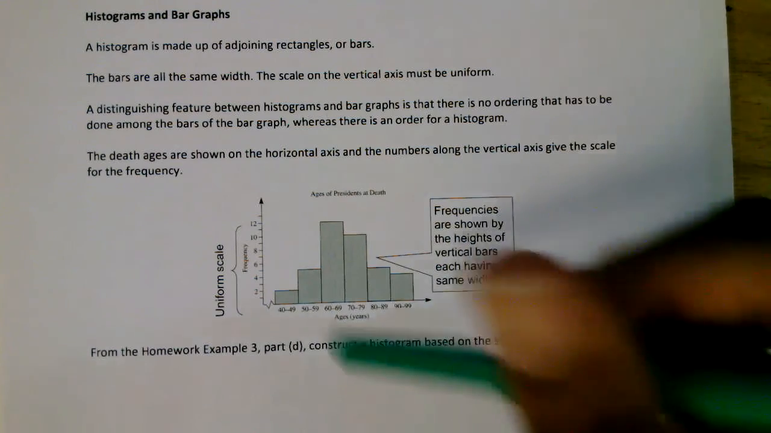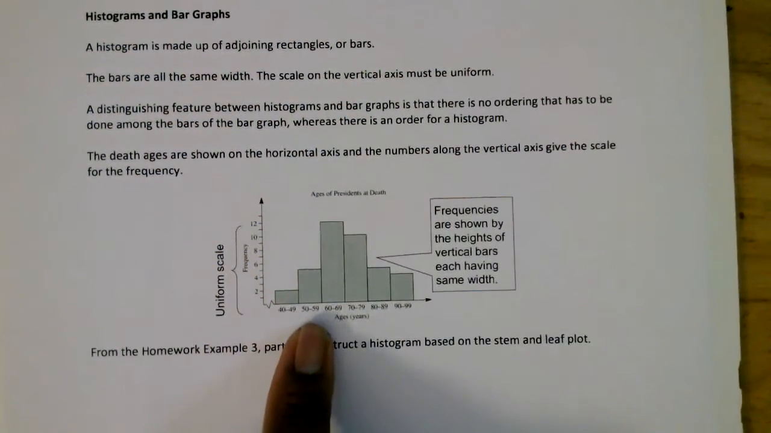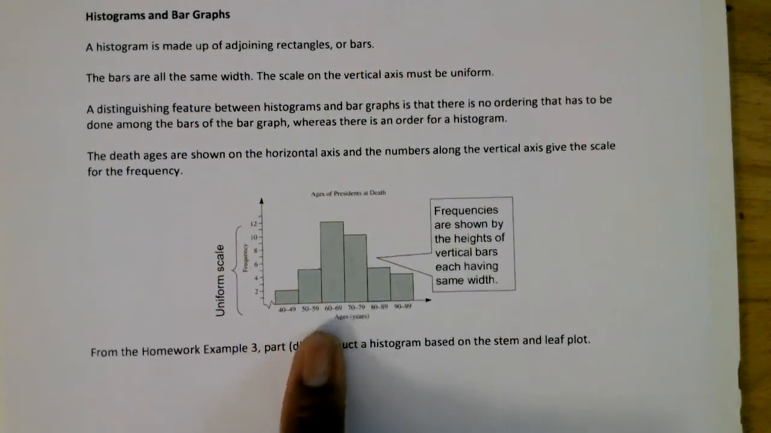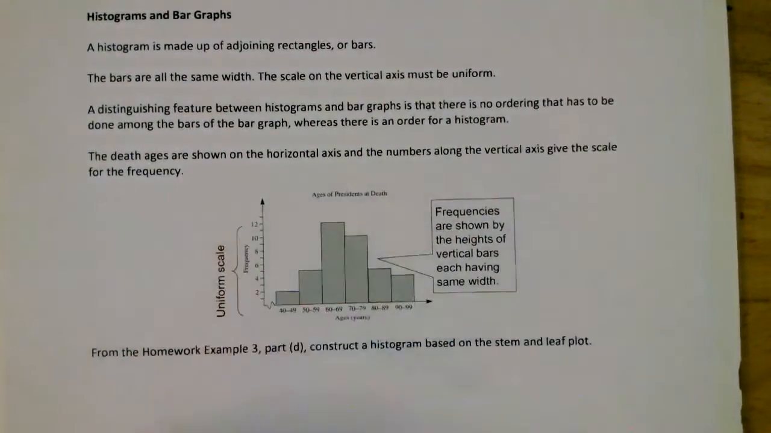Okay, and here's an example of that. Here, the order does matter because I have to start from 40 to 49, then 50 to 59, 60 to 69, and so on. Notice on the vertical axis, there is a uniform scale. The frequency is uniform from 0 up to 12. And also, as you can see, frequencies are shown by the heights of the vertical bars, each having the same width.